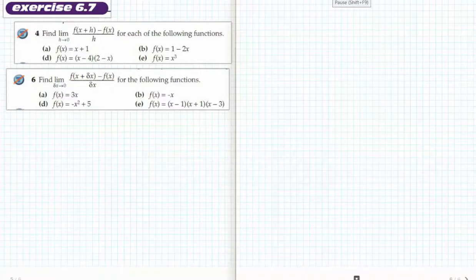This is for Year 11 Methods, exercise 6.7, question number 4 and question number 6.